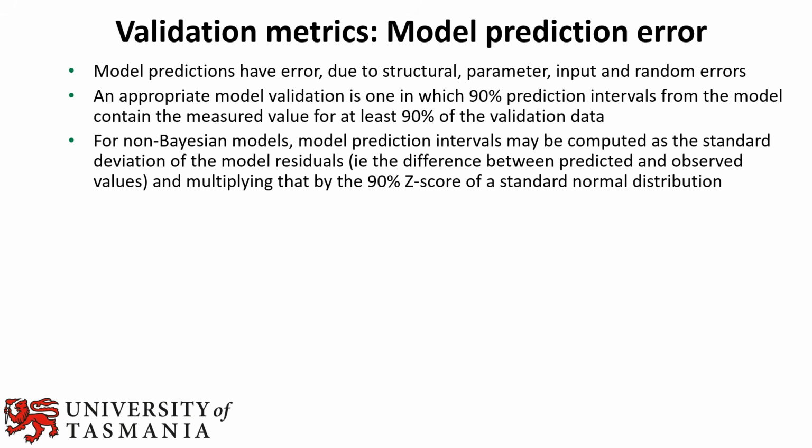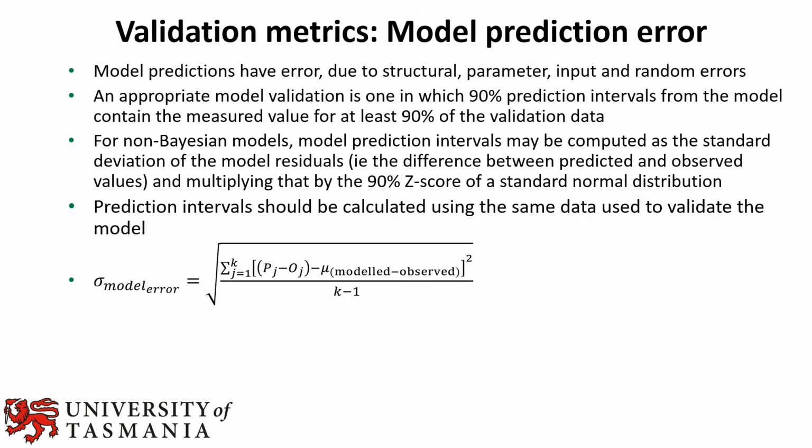For non-Bayesian models, and I talked about what Bayesian models are in my first video in model calibration, model prediction errors can be computed in many different ways, as the standard deviation of the model residuals, which is the difference between the predicted values and the observed values, and you multiply that by the 90% z-score, which is 1.645.